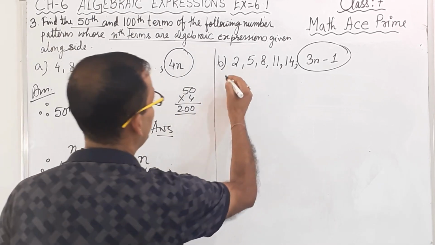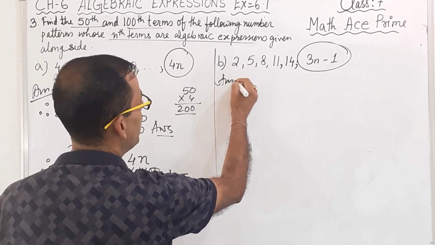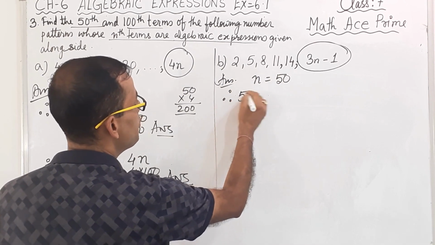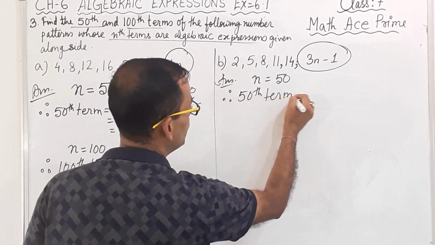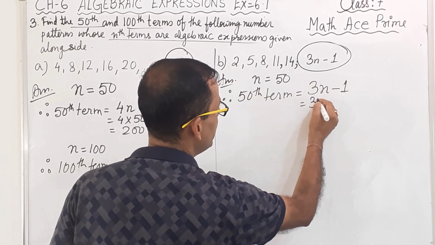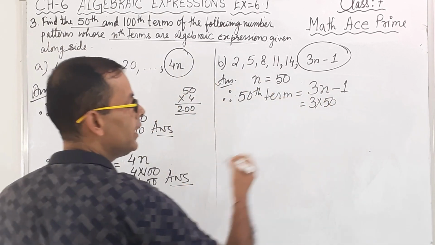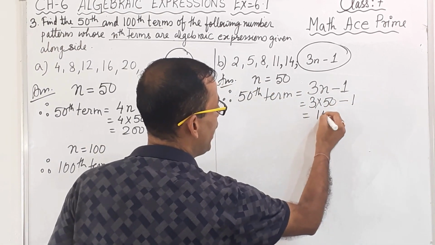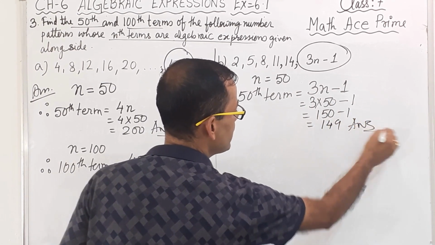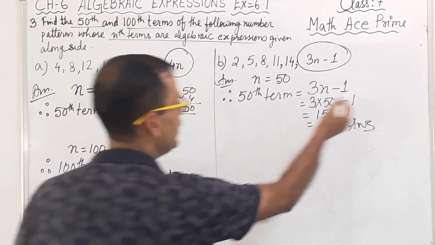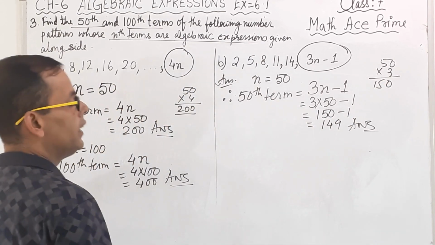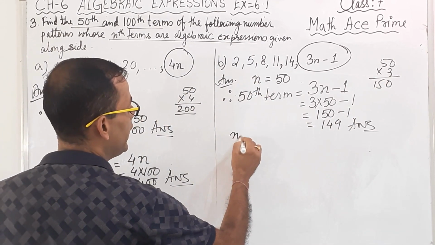Now let us come to this one. Here also we have to find out. So here n will be what? First part will be 50. Therefore for the 50th term, what is the formula? 3n minus 1. Now 3 into the n value, which is 50, minus 1. So 150 minus 1 is 149, and this is the answer. Clear? 3 into 50: if you multiply 50 with 3, 150 comes.